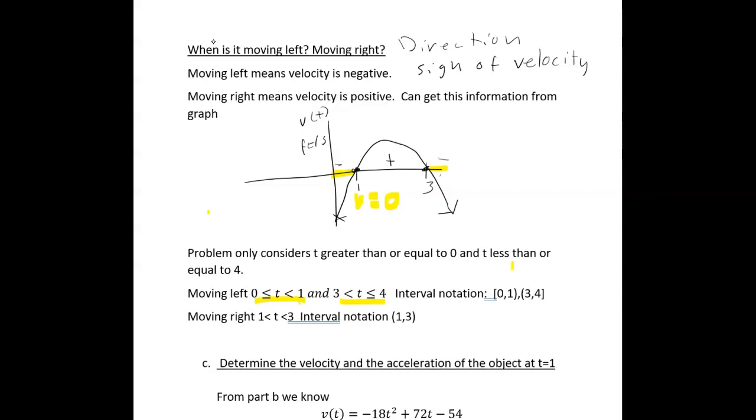And when I write them in interval notation, to leave the 1 out of the end, make sure I use a round parenthesis. Now in the middle, from 1 to 3, and again, not including the 1 and not including the 3, I'm moving to the right. I have a positive velocity.